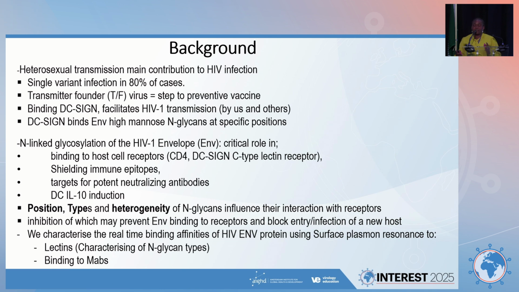So we look at the position of the N-glycan, the type of N-glycan, and the heterogeneity of the N-glycan in terms of how they interact with DC sign. Because we found that these are factors that could play a role in binding to DC sign, we decided to characterize their binding to specific lectins. You know, DC sign is a lectin receptor, so we said there are specific lectins that bind to specific glycans. So we decided to characterize their binding to lectins.